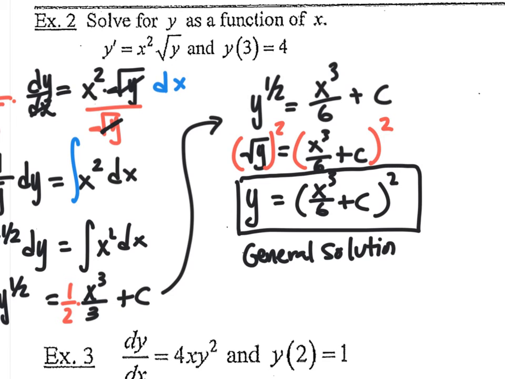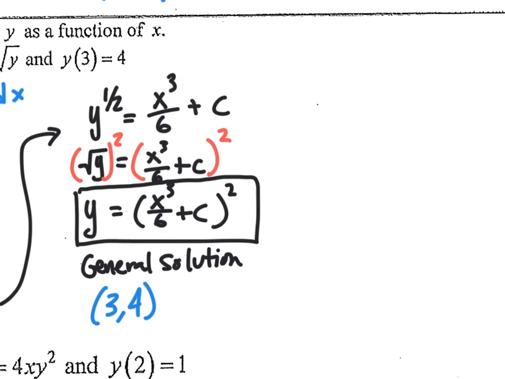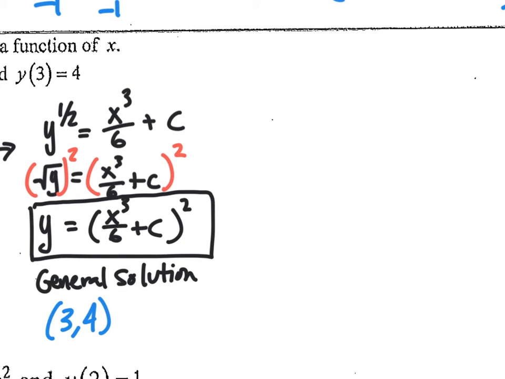okay? And on that general solution, now what I want to do is plug in my initial condition. Okay, so now I'm going to use the point x is equal to 3, y is equal to 4. Now, the nice thing about this one is that I don't have any choice as to what I'm going to do here, all right? It's simply that I'm going to plug this in and evaluate it and see what we get. So, let's go ahead and do that.